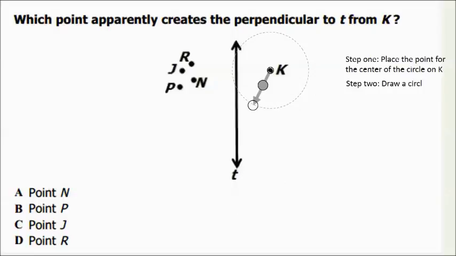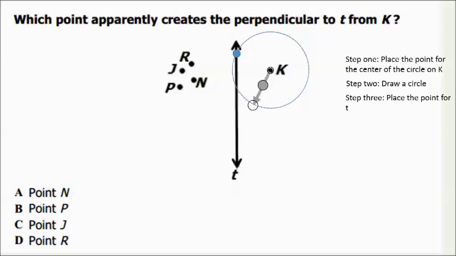And step 2, draw a circle. Notice, when I drew this circle, I had to hit my line in 2 places. If you're not hitting the line in 2 places, you need to make your circle smaller.